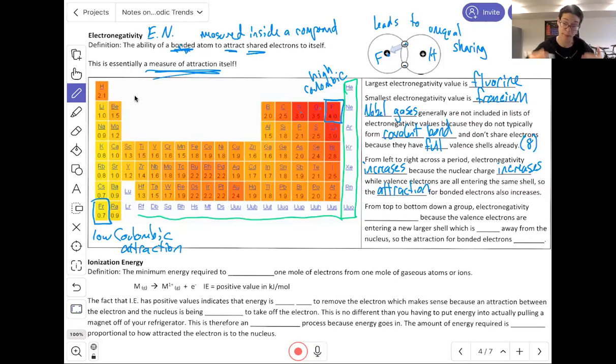But as we're going top to bottom, it's very obvious that we see a decrease in values. And we have a decrease in values because our valence electrons keep entering a new larger and larger shell, which is farther away. And if they are farther away from the nucleus, that attraction is going to decrease. So again, there's not really any difference in these two explanations versus what we wrote in the Coulombic attraction notes. Those are essentially the exact same thing.